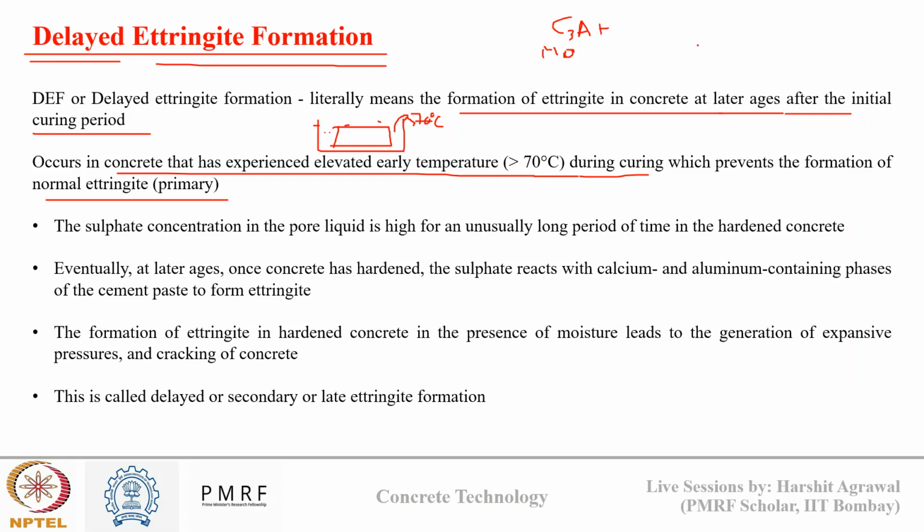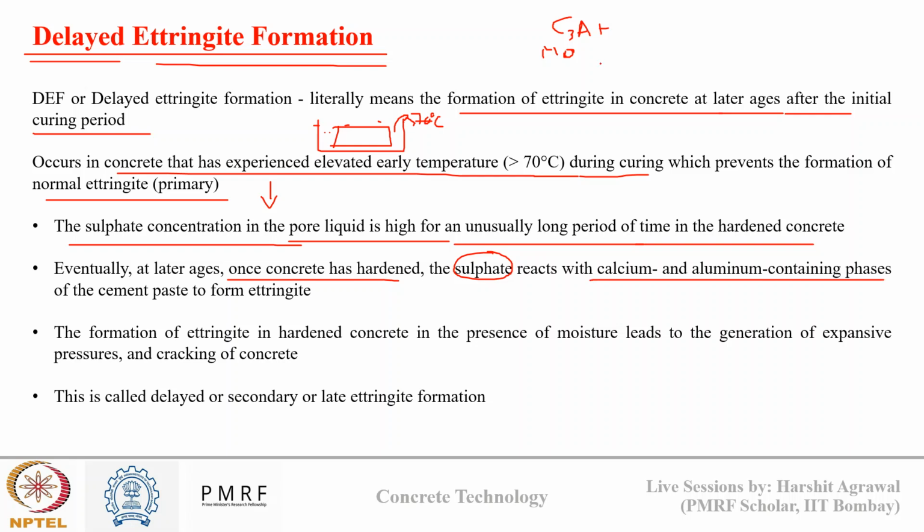Now, in such a condition of concrete, what will happen? The sulfate concentration inside the concrete will be higher for an unusually long period. Since ettringite formation has not occurred, there are still sulfate ions present inside the concrete for a longer period. So later on, when the temperature comes down, once the concrete has hardened, the sulfates which have not reacted yet will react with the calcium and alumina containing phases, the C3A phase, and form ettringite.